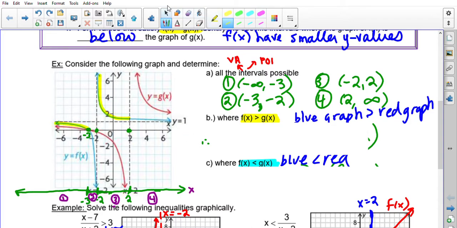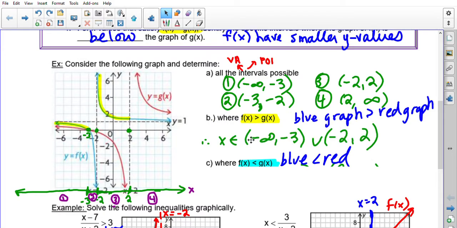Okay, so now we're going to write out. So that means the solution to this inequality will be intervals 1 and 3. Okay, so we're going to say, therefore, the solution is that x is an element of -infinity to -3 in union with -2 to 2.